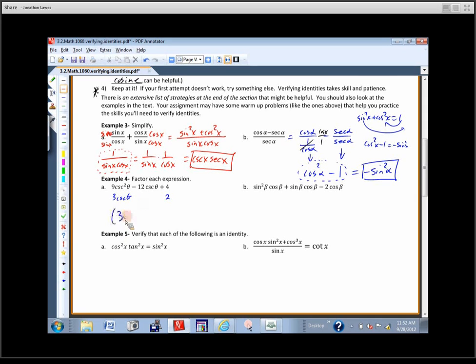So I write down the 3 cosecant theta. I write down the 2. I put a quantity squared there, and the only thing I have to figure out is, do I put a plus or a minus? It's a minus on this one, right? Because you determine that by looking at just the middle term. So there we go. Questions there? Okay, let's take a look at the next one.